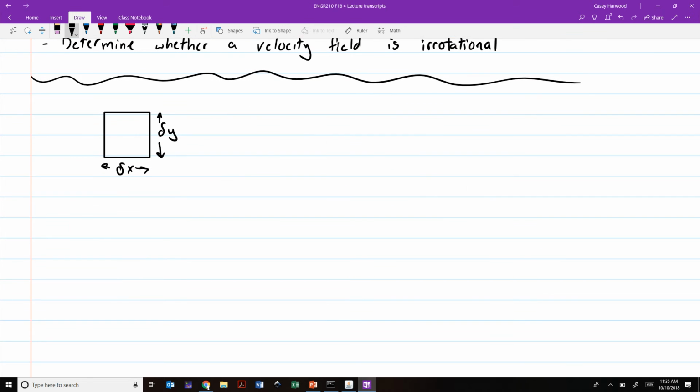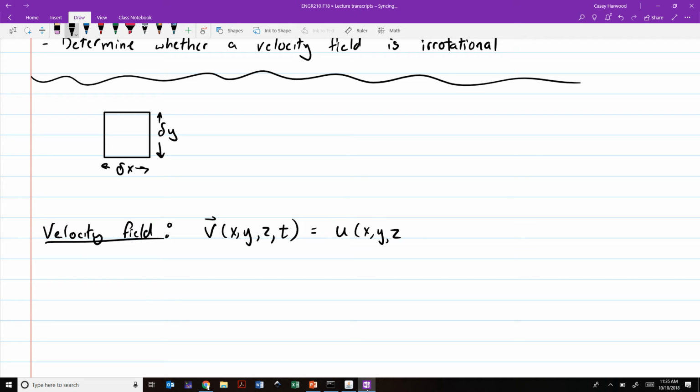Okay. So, a little recap here. We've established that a velocity field is a velocity given as a function of x, y, z, and t, a function of space and time. It should be u of x, y, z, t in the i direction plus v of the same quantities in the j direction plus w as a function of the same quantities in the k direction.